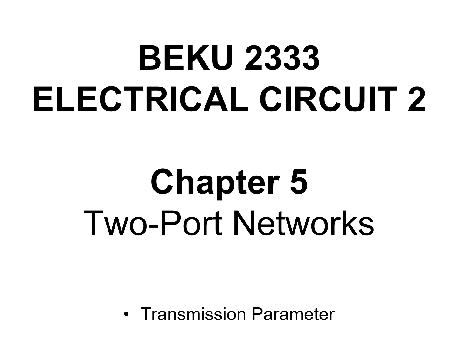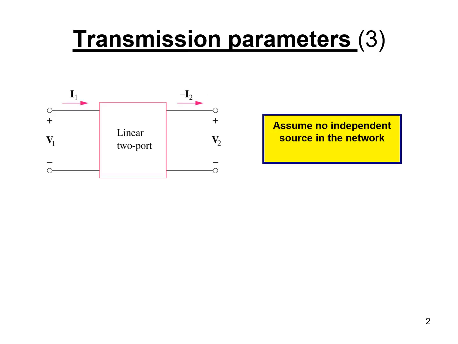This is VKU2 333. In chapter 5, we will discuss transmission parameters for today. Right, let's look at the two-port network, which is linear. We have V1 and V2, I1 and I2, and notice that I2 is negative in the direction of the current. And we assume no independent source exists in the network.